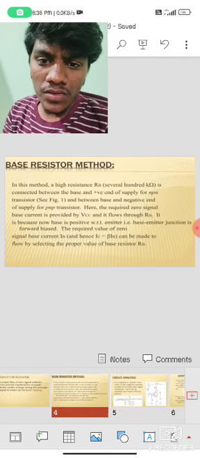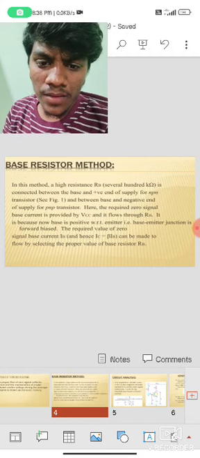Base resistor method. In this method, a high resistance RB, several hundred k ohms, is connected between the base and the positive end of supply for an NPN transistor, and between base and negative end of supply for a PNP transistor.